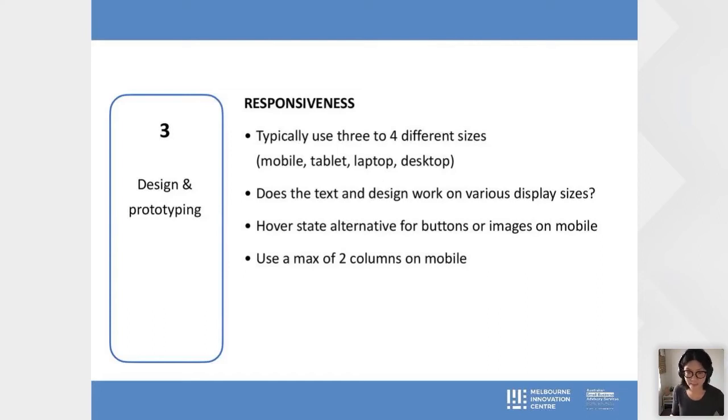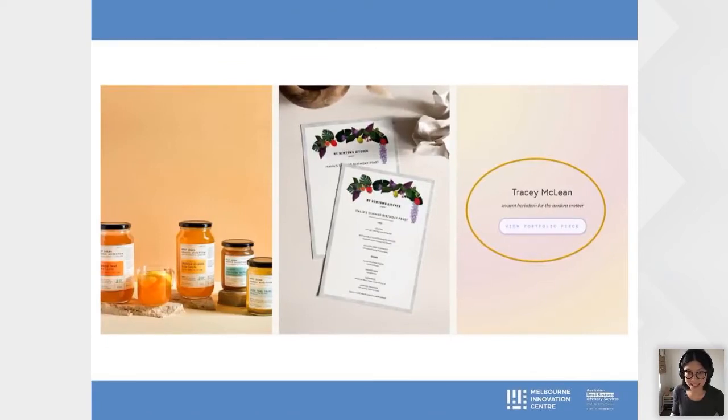I'll show you what I mean when I say columns. But this is an example of the hover state on my website. If you hover over one of those images, which is part of the portfolio, it converts into what you see on the right, which is a hover state. It shows you the project name and has a button that says view portfolio piece.